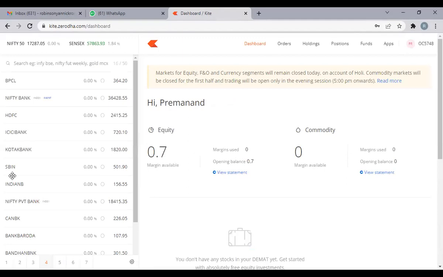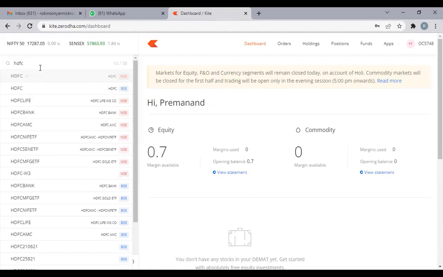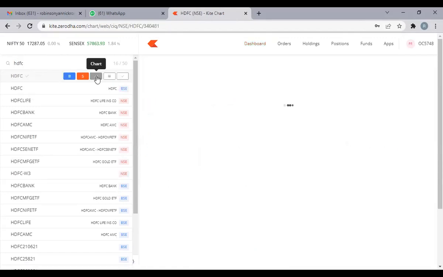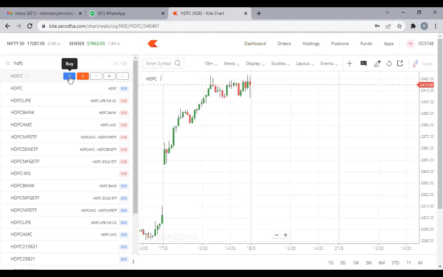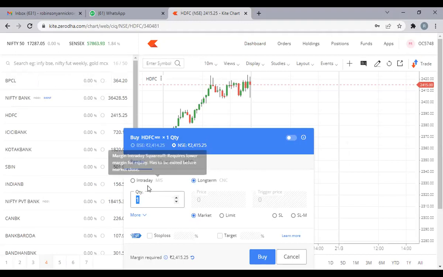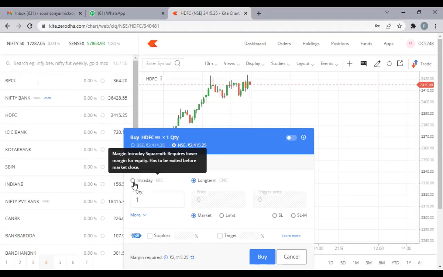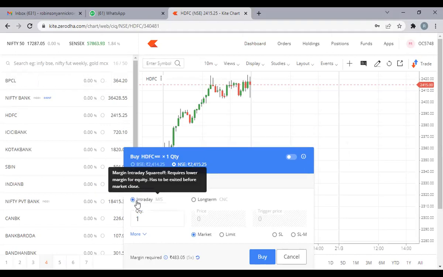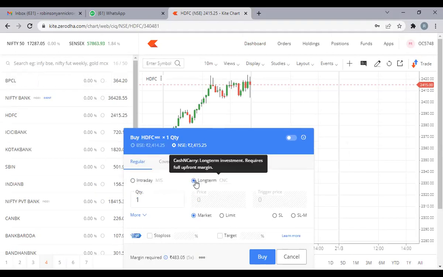Okay, so there are some stocks. We were discussing HDFC. I'll take HDFC one. I'll bring up that chart. So I want to buy. It is around 2,400 now. I just clicked on buy. Here it will come NSE, BSE, National Stock Exchange, Bombay Stock Exchange. You have 2 options here. One is intraday. One is long term, which is normal, that is cash and carry, CNC.